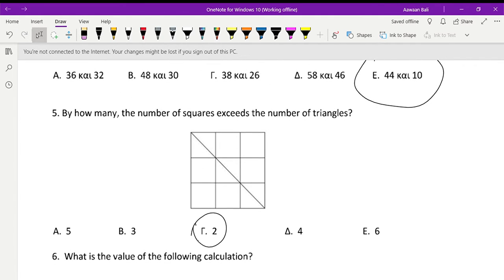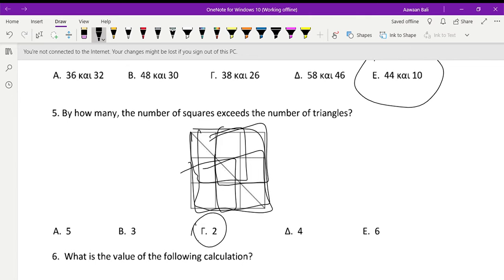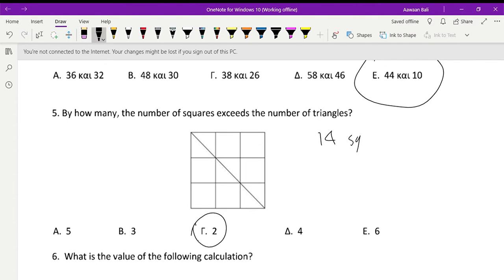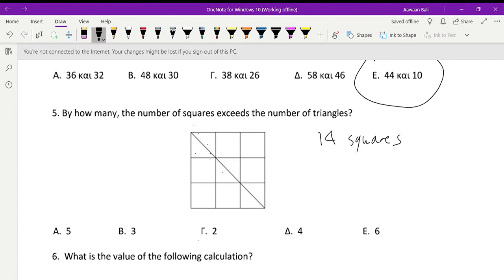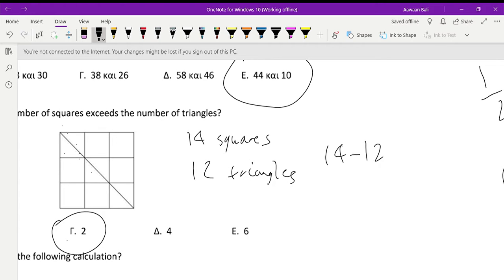Now, question number 5. By how many does the number of squares exceed the number of triangles? So there's 9 squares with just one part, then 10, 11, 12, 13, then finally 14. So there's 14 squares, and then here 1, 2, 3, 4, 5, 6, 7, 8, 9, 10, and finally 11 and 12. So 12 triangles are there. So 14 minus 12 is 2. The difference between the shapes is 2.